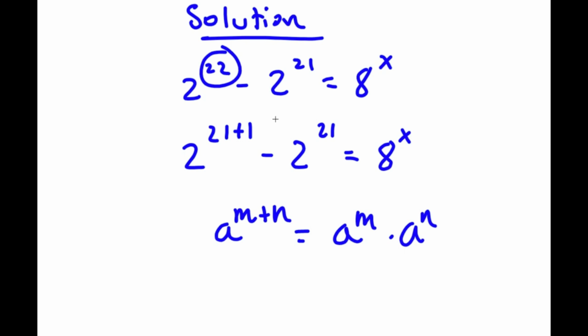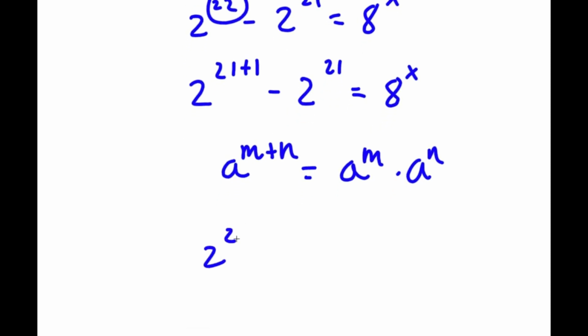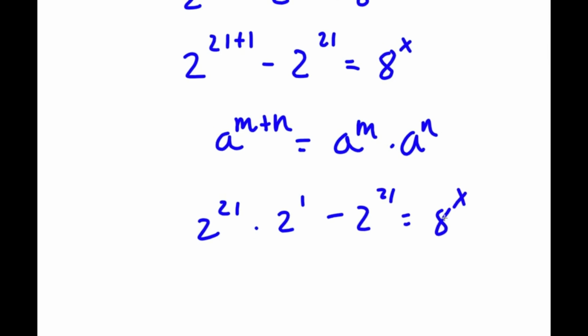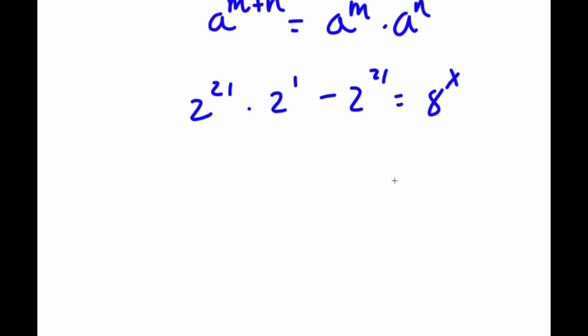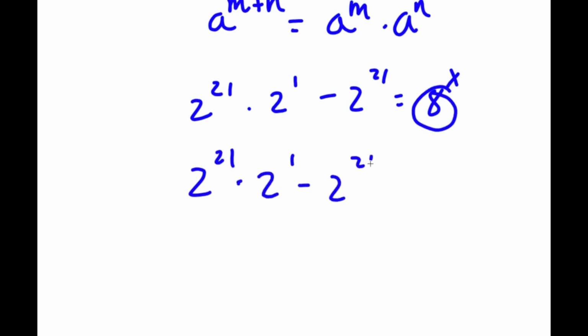So 2 to the power of 21 plus 1, I can rewrite it as 2 to the power of 21 times 2 to the power of 1. And I still have minus 2 to the power of 21 is equal to 8 to the power of x. And now, from here, 8, that's the same thing as 2 to the power of 3. So now I have 2 to the power of 21 times 2 to the power of 1 minus 2 to the power of 21 is equal to 2 to the power of 3 to the power of x.